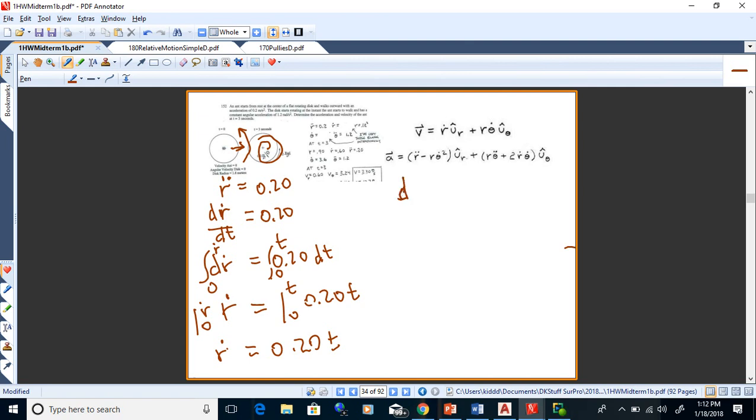And then what you get from there is dr dt, which is what r dot is, 0.2t. So you can walk that back and get the position, which is 0.1 t squared. So you just do some integration there and work your way back.